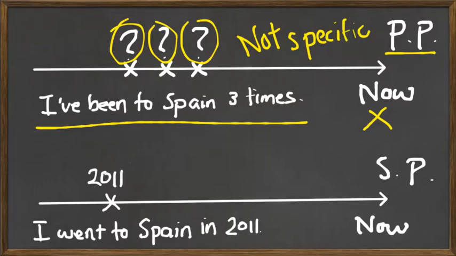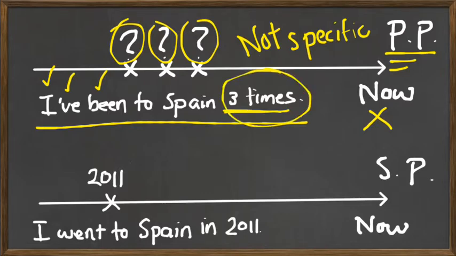And since it's not specific, I need the present perfect. And the result is, I have been to Spain 3 times. Many times the time expression tells us what it is or what it is needed, if it is present perfect or the simple past.